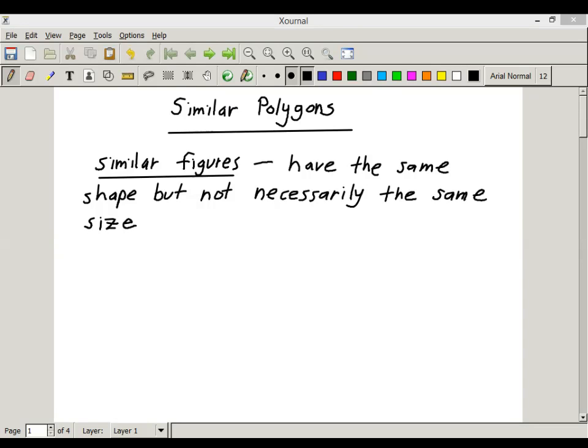Okay, welcome back everybody to our next lesson on similar polygons. We're going to put to work some of our ideas about ratios and proportions. Start off with a definition of similar figures. Similar figures have the same shape, but not necessarily the same size. It'd be like going to a photocopy machine and enlarging a drawing.